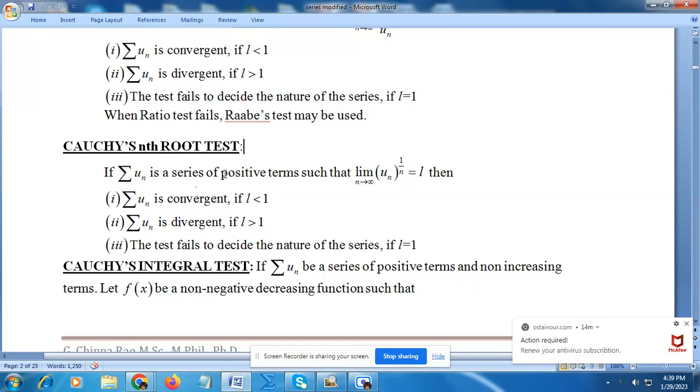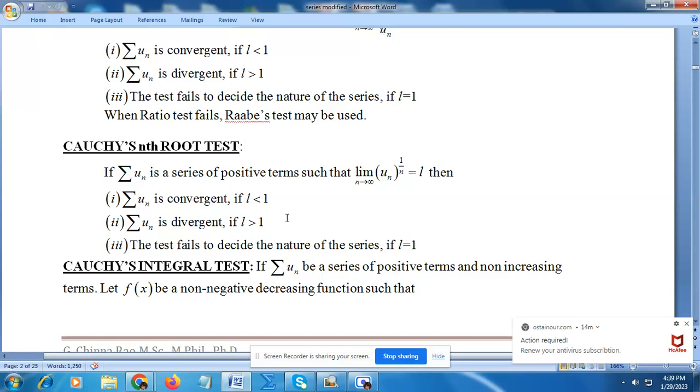If the nth term is powers of n, then use Cauchy's nth test. Limit of un power 1 by n as n tends to infinity is L. Then the series converges if L is less than 1 and diverges if L is greater than 1, and the test fails if L is equal to 1. This is Cauchy's nth test.